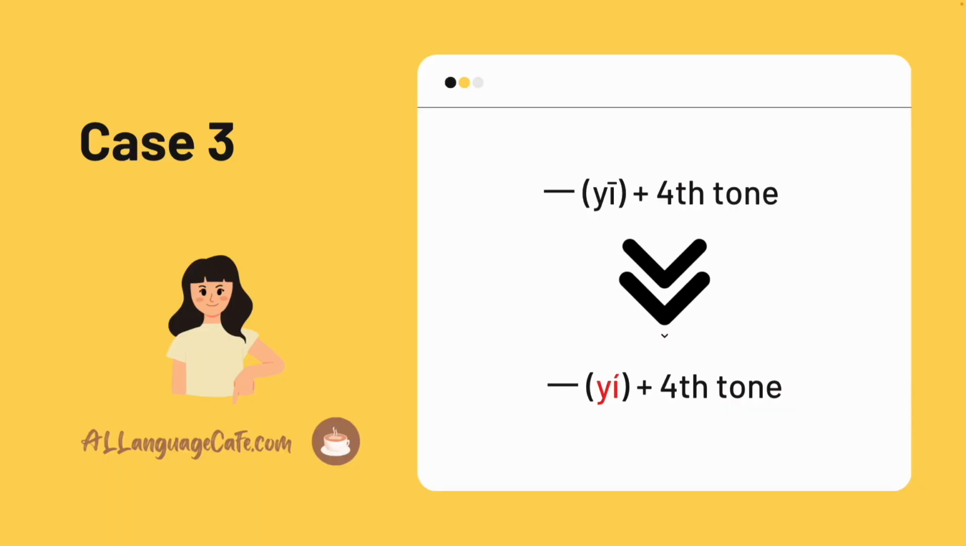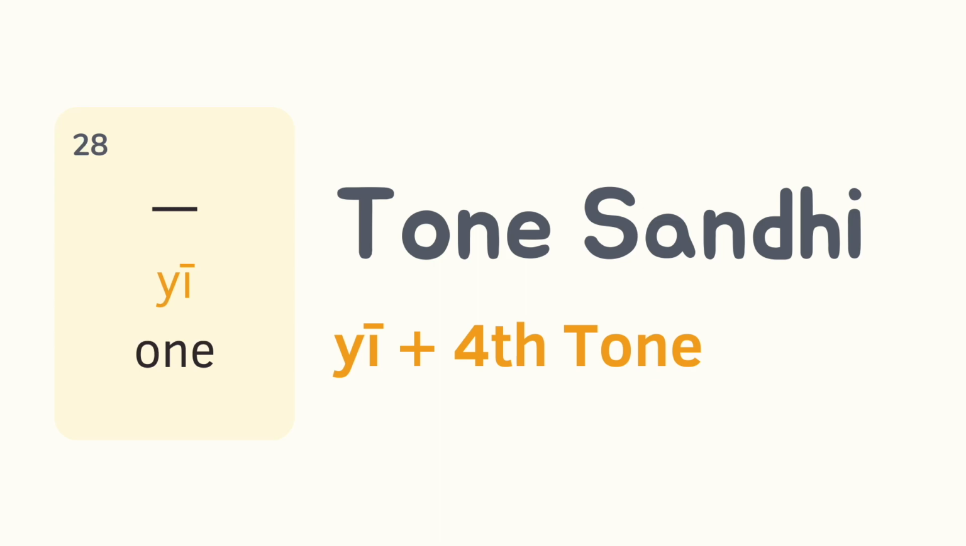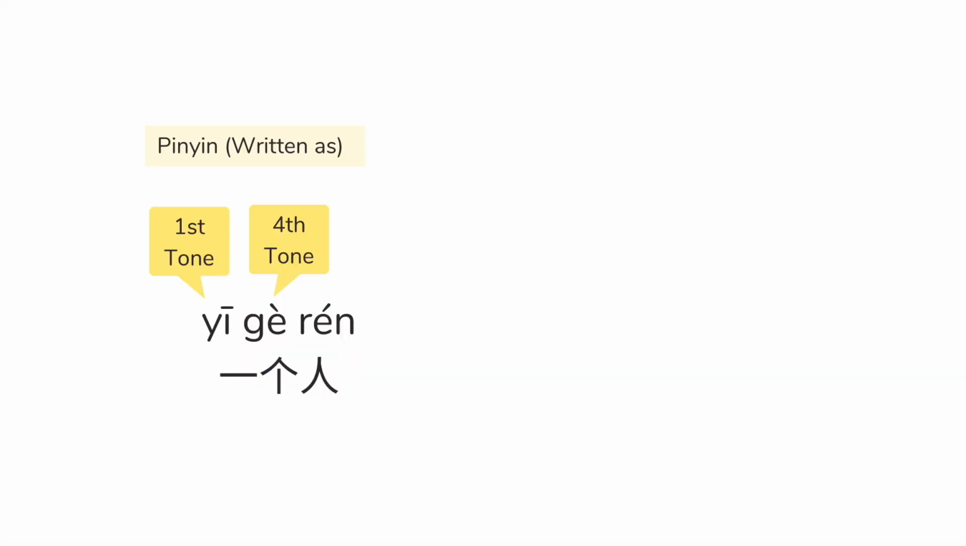Case 3. 一 followed by a fourth tone. 一. By default, 一, this specific character, is a first tone character. However, when it's followed by a fourth tone character, we pronounce 一 in second tone.